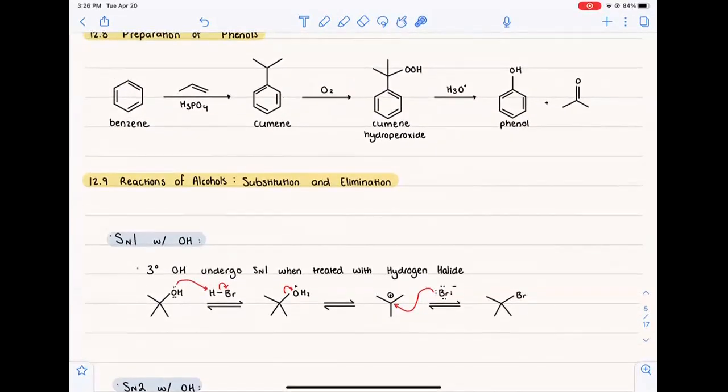And then while I talk about this SN1 reaction. Over here, we have a 3°, which is tertiary. Alcohol will undergo an SN1 reaction when treated with hydrogen halide, which is just, there we have HBr, because hydrogen is the H, and then the halide is like Cl. Bromine halide?